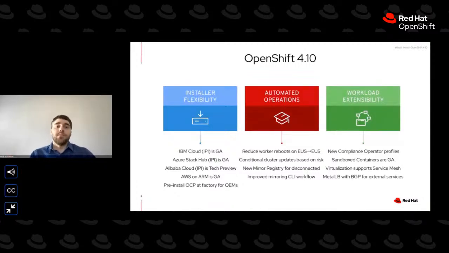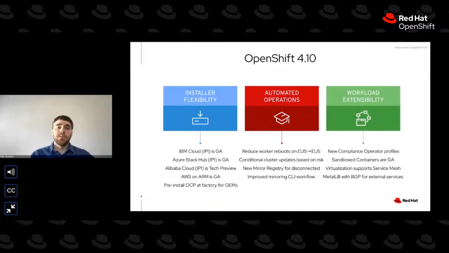In the automated operations bucket, we've got a bunch of cool things. We covered last time how our EUS policy is changing, and so 4.10 will be one of those EUS releases, and it'll be one of the times that you can do reduced worker reboots during an EUS upgrade. We'll talk about that, as well as some other changes to cluster upgrades around reducing risk. So if there is maybe something we're investigating on a specific platform, we may want to suggest that folks don't update on that one, but otherwise roll forward and all the rest. So new features there, as well as for our disconnected clusters: how you mirror content and run that in your disconnected environment. We've got a bunch of great changes there.